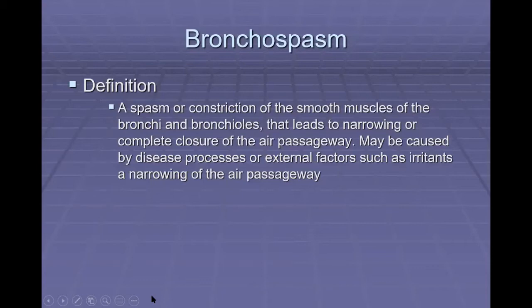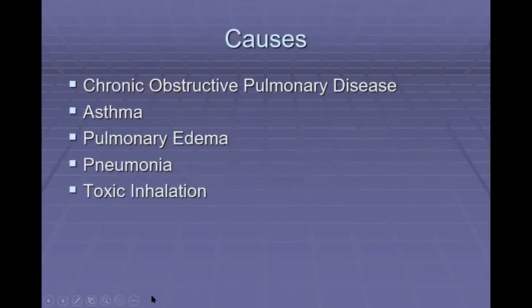A bronchial spasm, okay, is a spasm or constriction of those smooth muscles of the bronchi and bronchioles that leads to narrowing or complete closure of those airway passages. It may be caused again by a disease process or external factors such as irritants that can cause a narrowing of the airway passage.